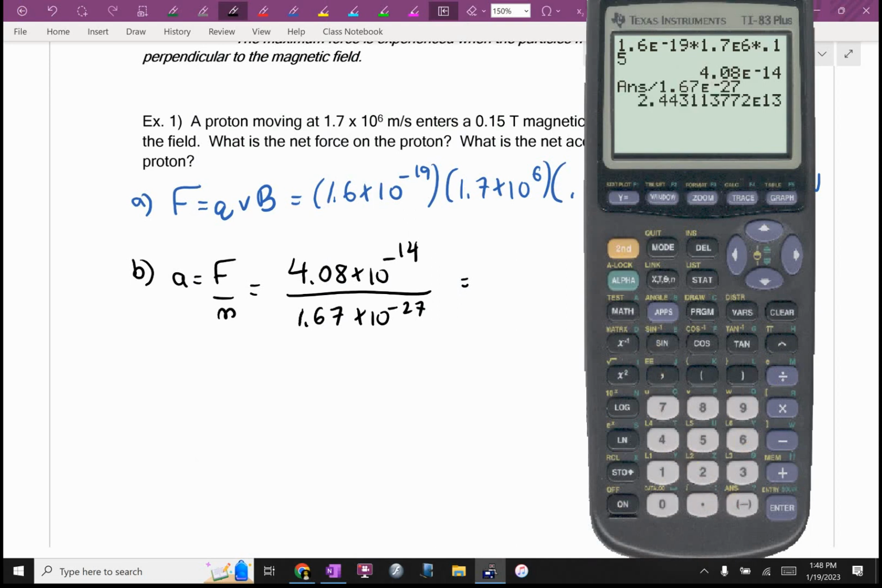Do you get 2.44 times 10 to the 13th? Wait a minute, Mr. Dewick. I thought the speed of light was 3 times 10 to the 8th. This is bigger than the speed of light. Doesn't that violate relativity? Is this a speed? What is it? It's an acceleration.